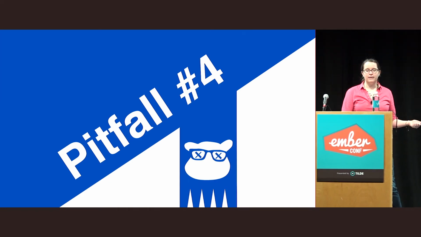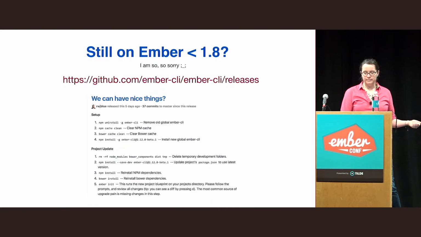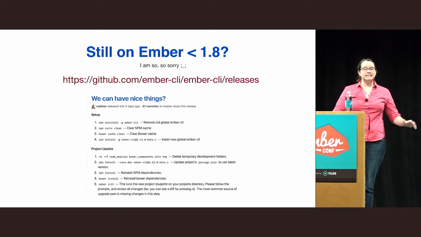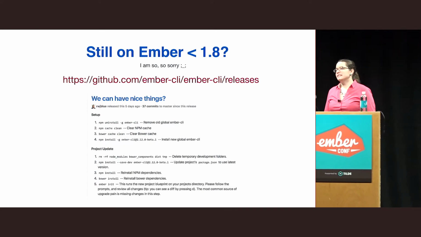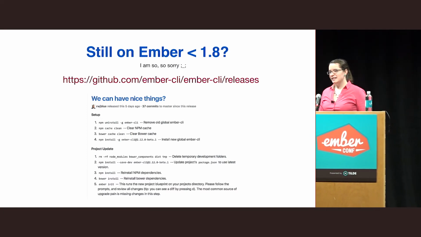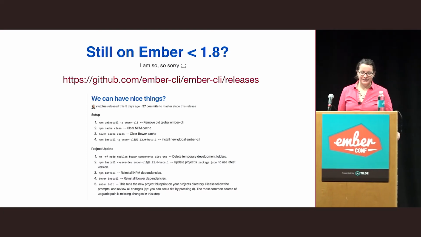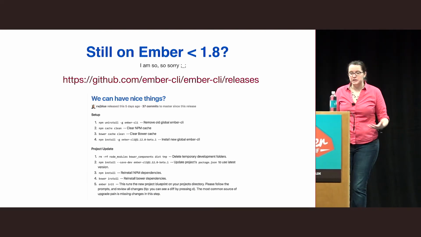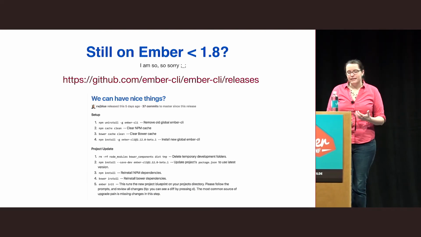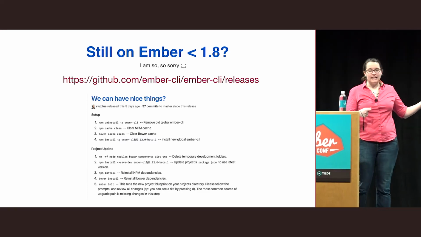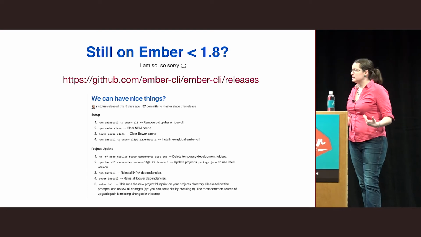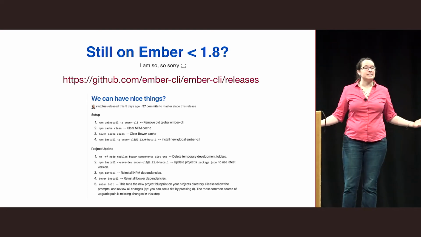And our final pitfall. If you're on an Ember version less than 1.8, you're missing out on some SVG functionality and a whole lot of other things. The solution is to, unfortunately, upgrade your app. So that's the last of the pitfalls. Next, I'd like to show you what it looks like when we put all of these things together.